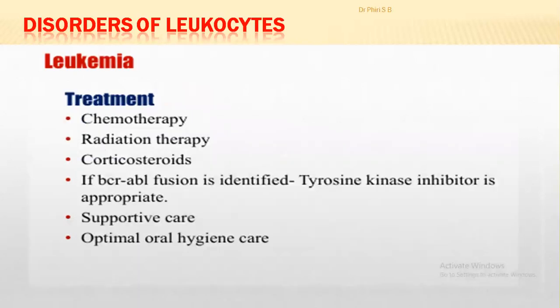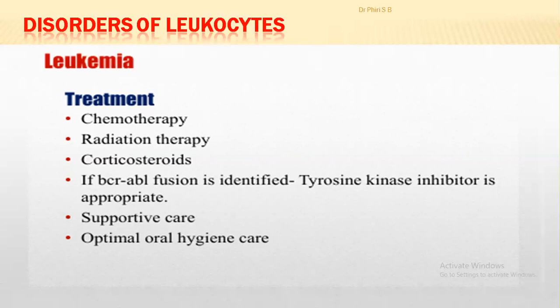So this is what you're going to find in terms of treatment. Chemotherapy: there are drugs that you can use to treat leukemias. Then you can also use radiation therapy and corticosteroid drugs. Corticosteroid drugs also suppress immunity, so they will decrease the production of these dysfunctional white blood cells. Then you can also give tyrosine kinase inhibitors. These will inhibit those genes that are coding for proliferation of these white blood cells.